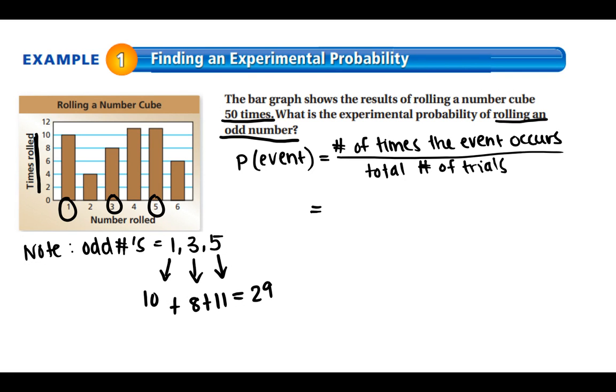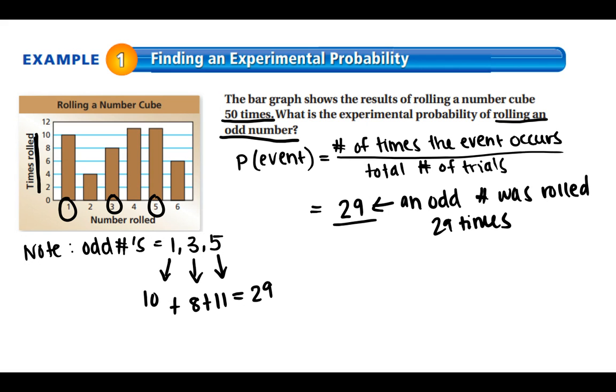I'm going to put that in the numerator where it says number of times the event occurs, because we were looking for how many times an odd number is rolled. We looked at each of the odd numbers and added up how many times they were rolled, so 29 represents how many times an odd number was rolled. The denominator is going to be the total number of trials, and it says up here that they rolled it 50 times. You could count all of them in the chart, or just read that it says 50 times. So 50, because it's out of a total of 50 rolls.